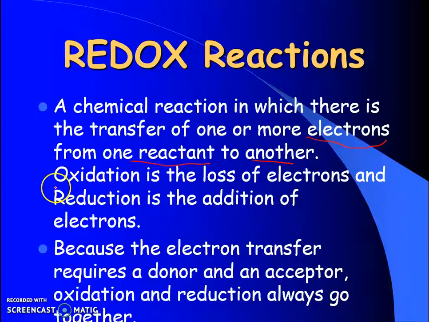So oxidation is the loss of electrons, and reduction is the addition of electrons. So when you combine these two processes, we call that redox. That means reduction oxidation reaction. So in oxidation there is a loss of electrons, and in reduction there is an addition of electrons. Because the electron transfer requires a donor and acceptor, oxidation and reduction go hand in hand, and that's why we call that a redox reaction.